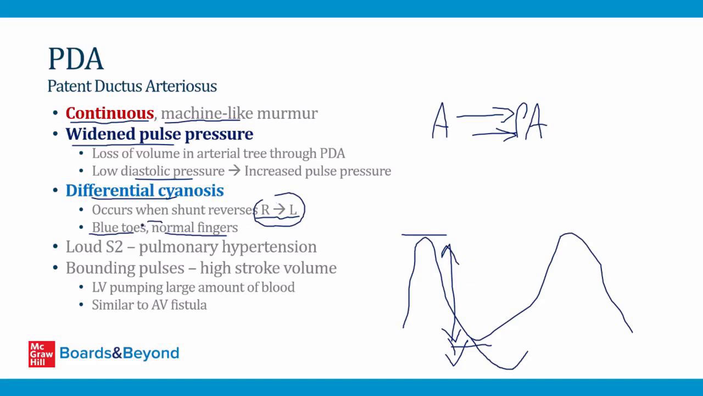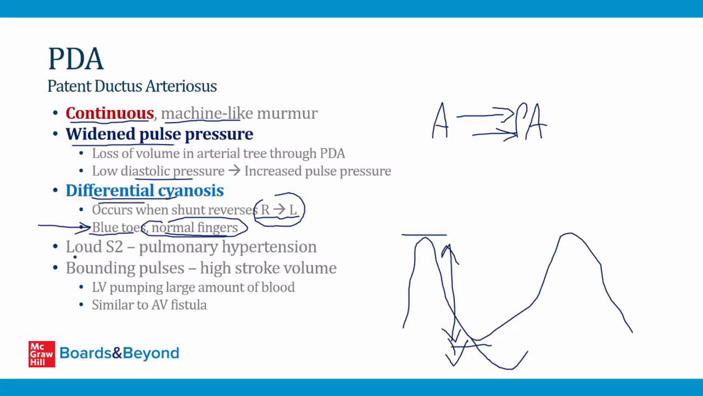So the arms and the hands and the fingers are going to get oxygenated blood coming from the lungs, but the lower extremity, like the toes, is going to get mixing of oxygenated blood with deoxygenated blood from the shunt, and that's why the toes appear blue, and this is called differential cyanosis.